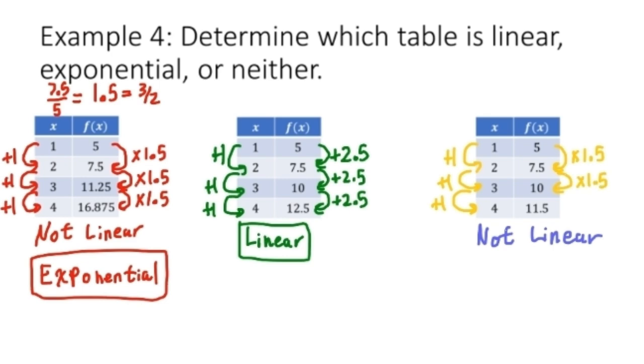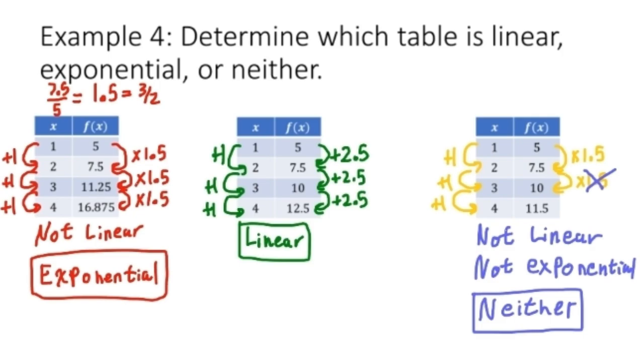But 7.5 times 1.5 is 11.25, not 10. So multiplying by 1.5 over and over again does not give me the next entries in my table. So this tells me my function is not exponential. This table is an example of a function that is neither linear nor exponential.